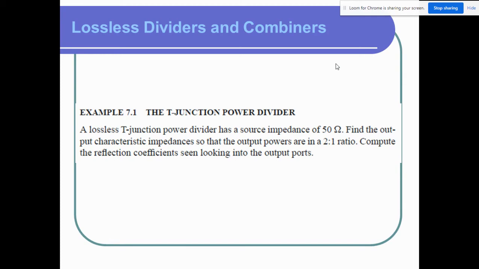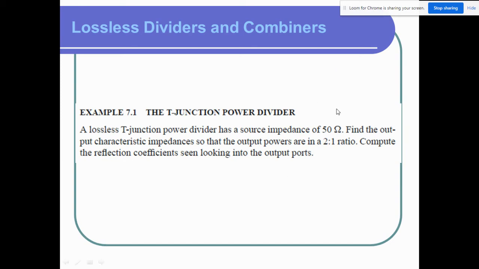It says a lossless junction power divider has a source impedance of 50 ohm. Source impedance means actually line impedance or characteristic impedance. They are the same thing. Find the output characteristic impedances so that the output powers are in a 2:1 ratio. Compute the reflection coefficient seen looking into the output ports. Okay, so let us go.